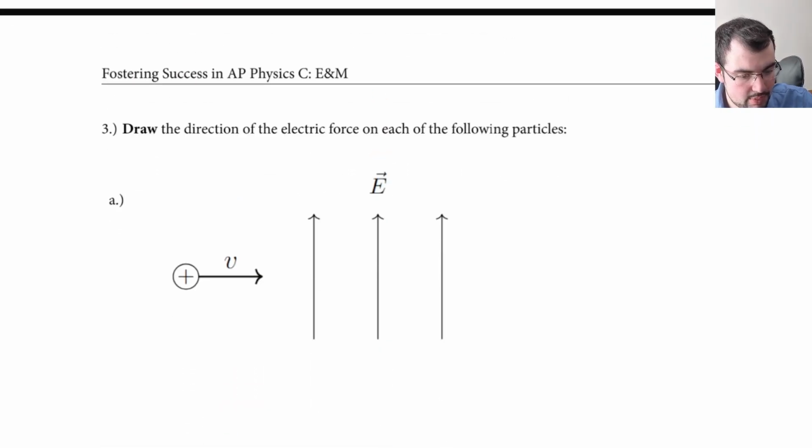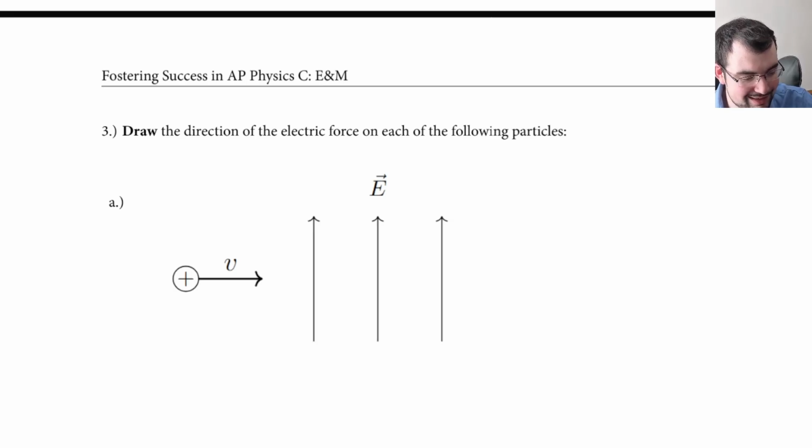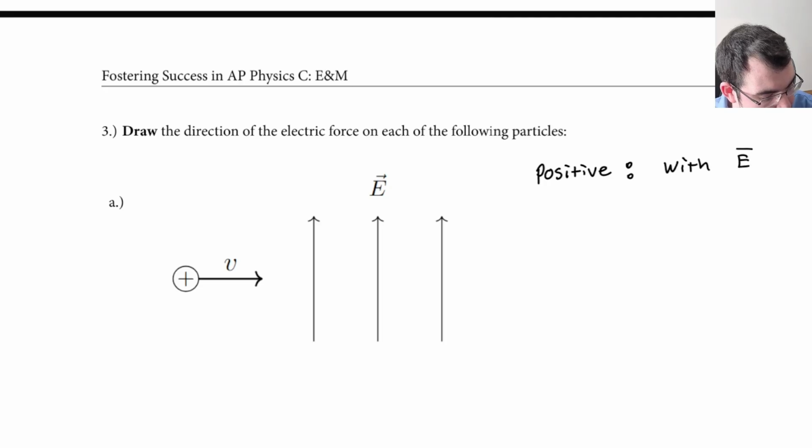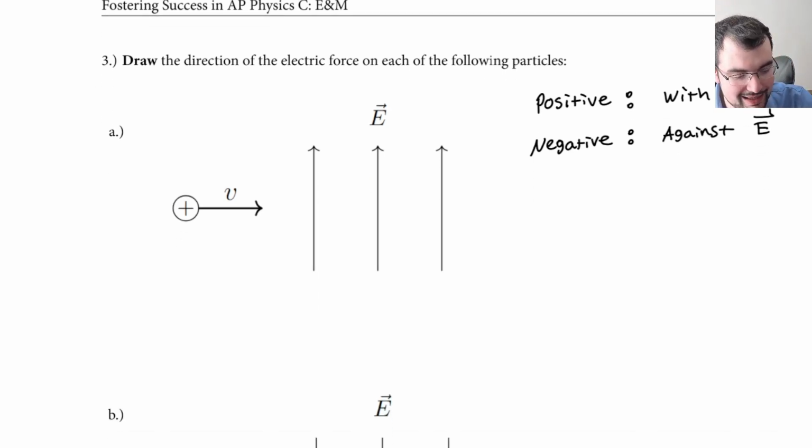All right, here's a review. Draw the direction of the electric force on each of the particles. Well, this is really easy because remember that positive charges feel a force with E and negative charges go against E. So don't think you have to do right hand rule just because you learned it. So if you have electric fields, this was just sources and sinks. This goes back to our basic unit 2 stuff.